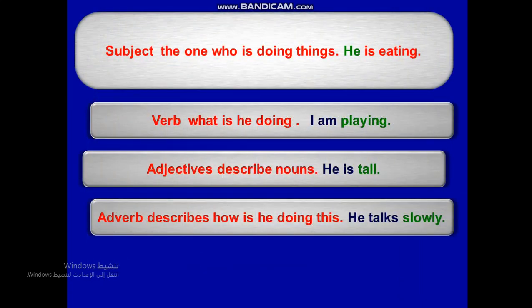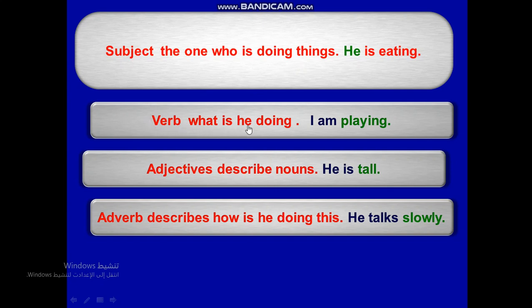Now we will move to parts of a sentence. First thing here, subject. Subject is what? The one who is doing things. Like this, he is eating. You can ask yourself, who is doing the action in the sentence? Who is eating? Yes, he. He here is the subject.